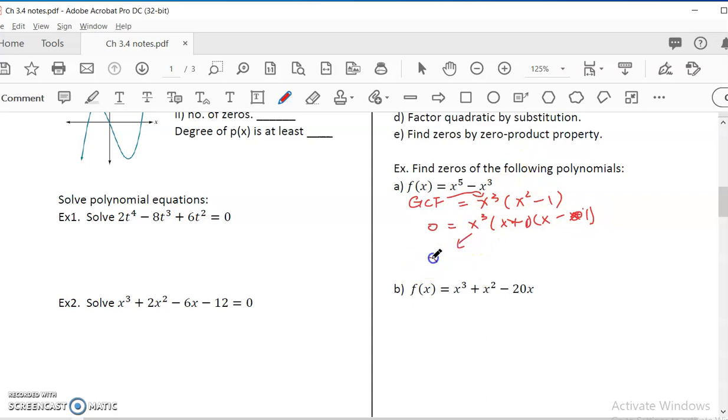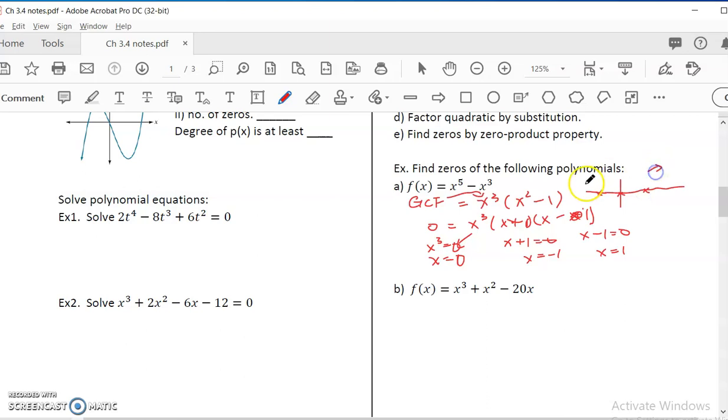We find the zeros. X cubed equal to 0 means x equal to 0, because the cube root of 0 is still 0. Then x plus 1 equal to 0 means x equal to negative 1. X minus 1 equal to 0 means x is equal to 1. So we have 3 zeros. At least in the polynomial graph, we know that it would pass through 0, it would pass through negative 1, and it would pass through 1.